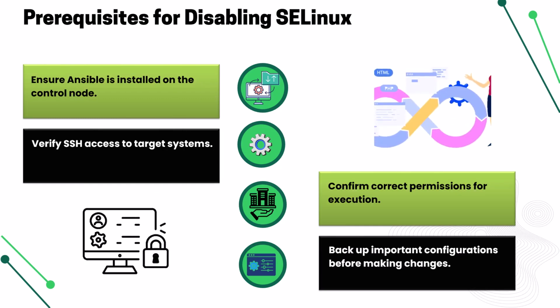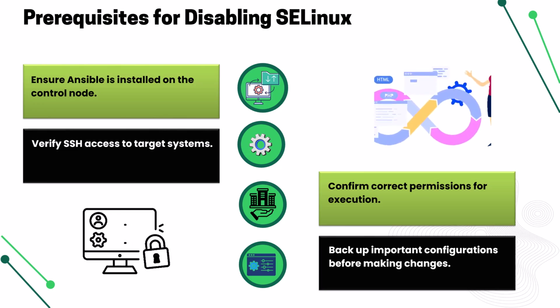Before you go disabling SELinux, check your toolbox. Ansible should be installed, SSH access should be ready, and permissions must be correct. And please, for sanity's sake, back up your configurations. Nobody wants a disaster recovery situation over a misplaced configuration tweak.